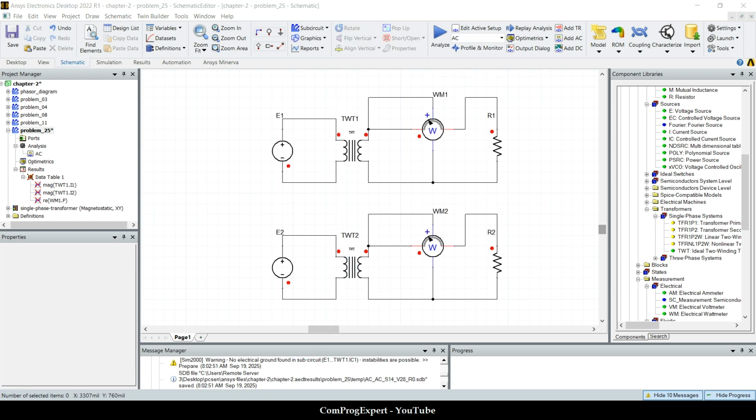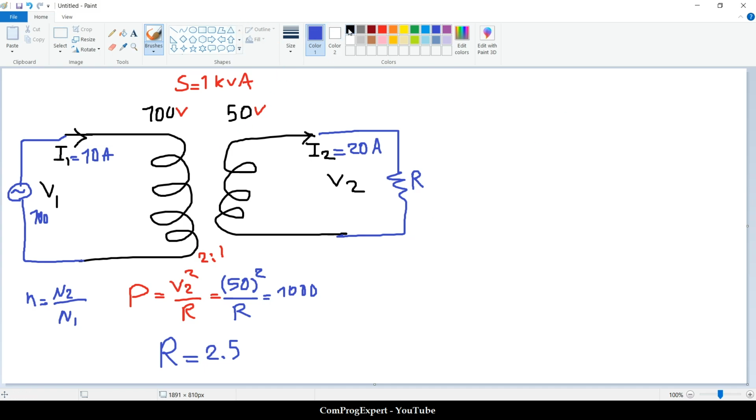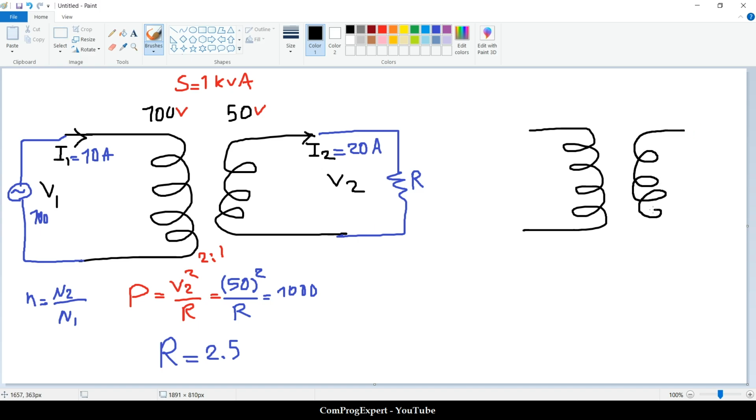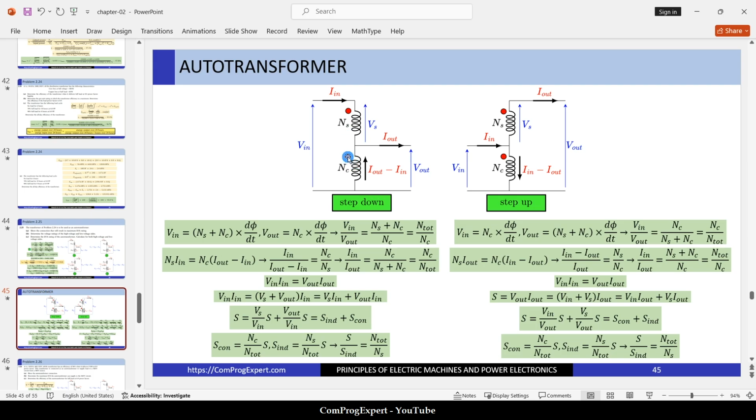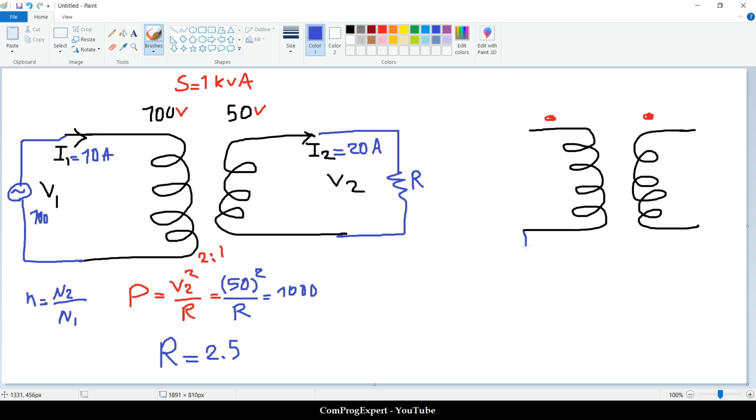We have these two coils for the transformer, this high voltage winding and this low voltage winding. Dot points are important. The direction of the current. Let's consider case 1, for example. In case 1, here is the common point. Also if you consider these dot points, this is the common point. We should connect this terminal to this terminal.